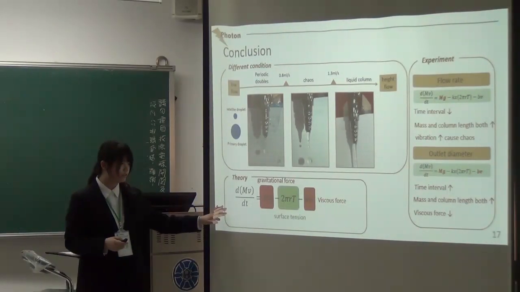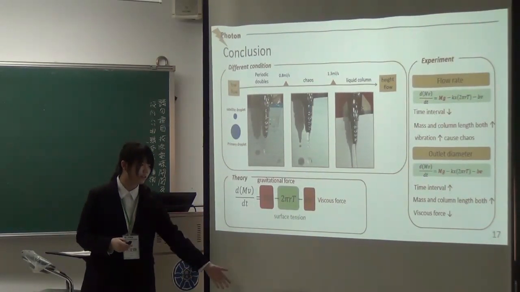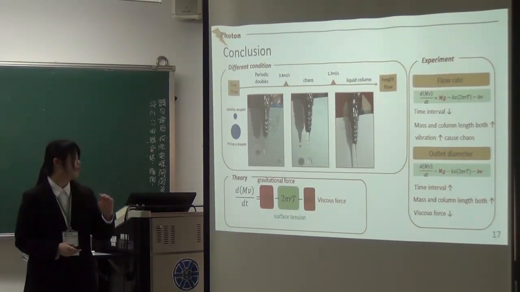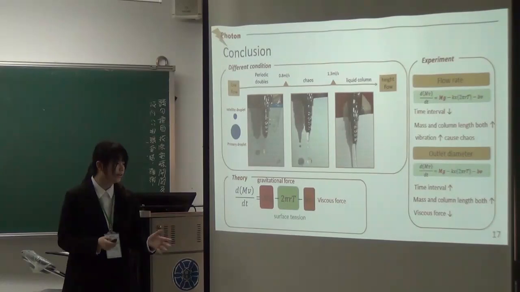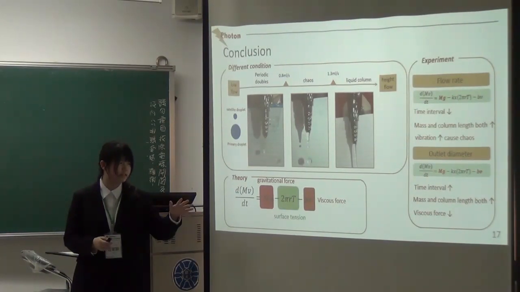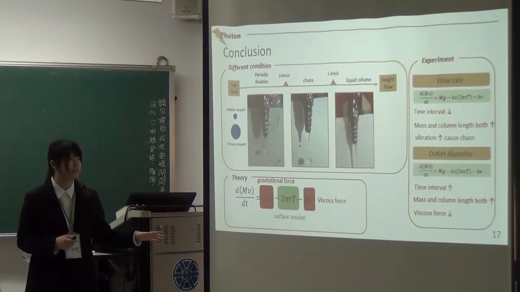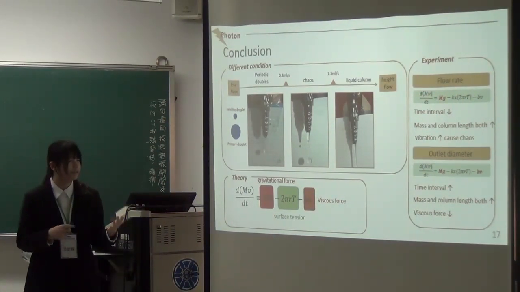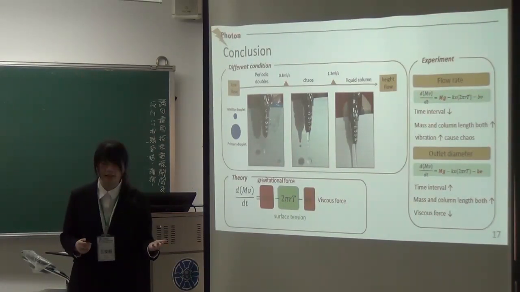And this is a vibration formula. This is gravitational force, surface tension, and the viscous force. So with the gravitational force reduced by the surface tension and the viscous force, we can get a vibration. So we change two variables. The first is different water flow rate. The second is different outlet diameter.